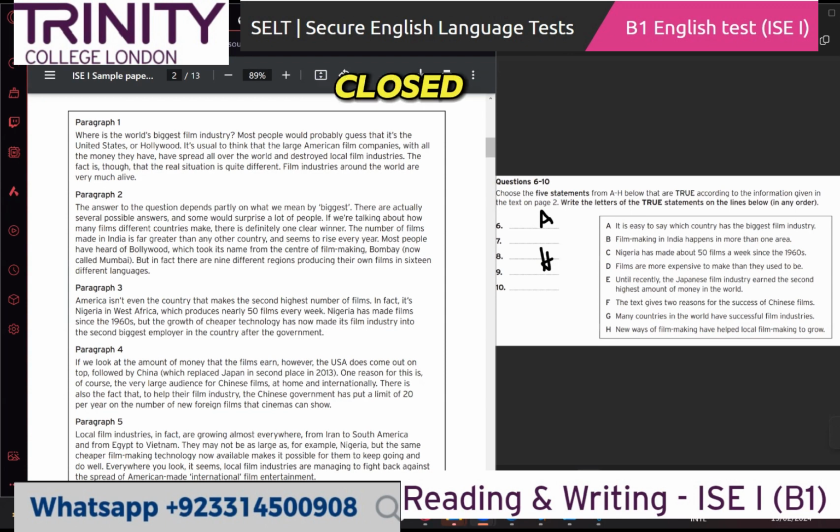Okay, first one is false. Because you need to take an example from paragraph 2 as well. They think that there are several answers when it comes to what is the biggest one. It means it's not easy to say, it's difficult. Okay. But the second one is true.